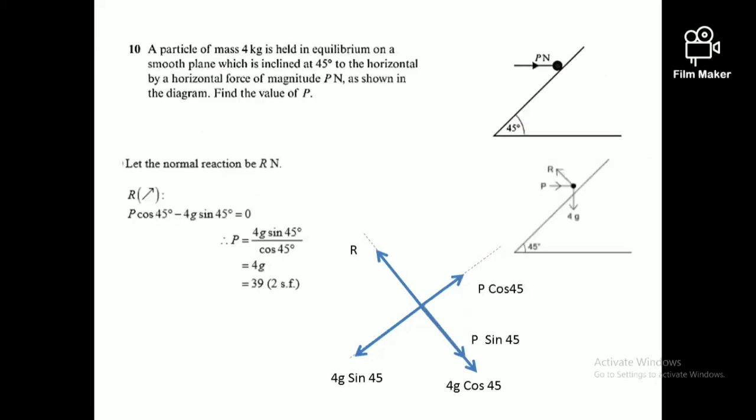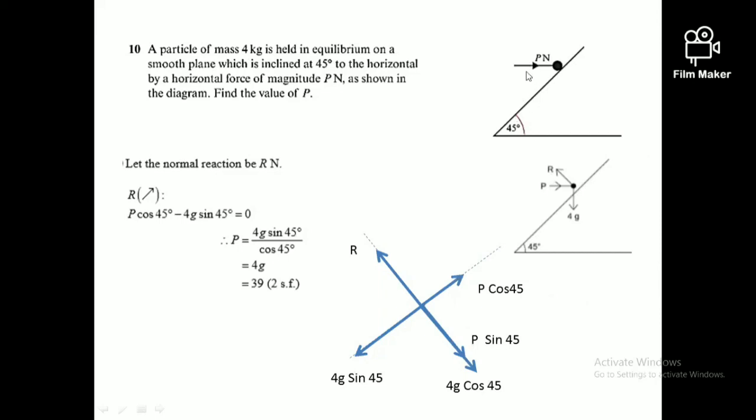Now it has become a little bit more complex compared to the last question. The particle of mass 4 kg. So the 4g is here. So the weight component is 4g cos 45 and this is 4g sin 45, right? Okay. Then this component of P.